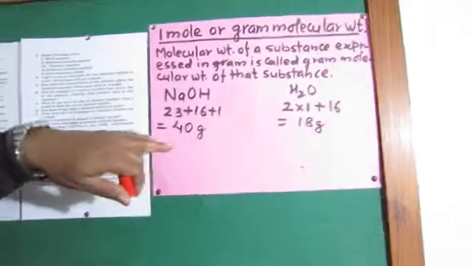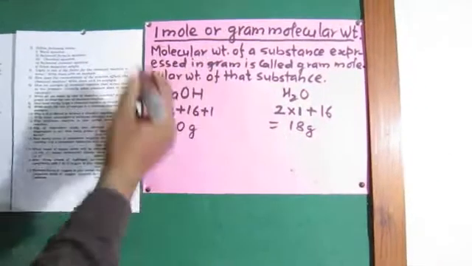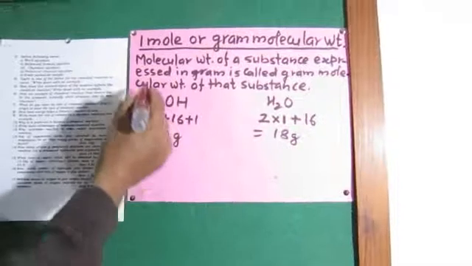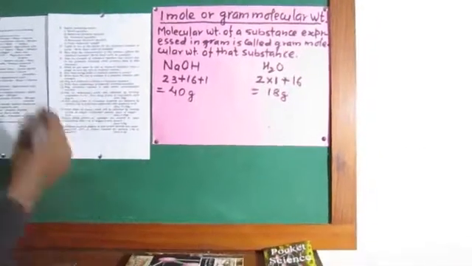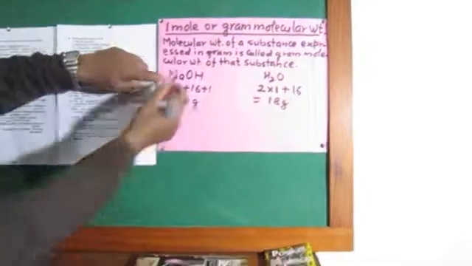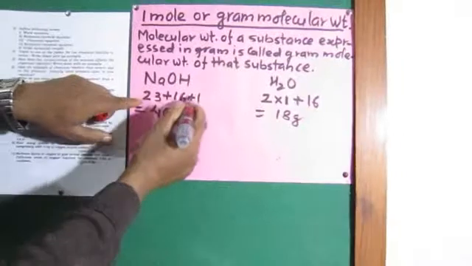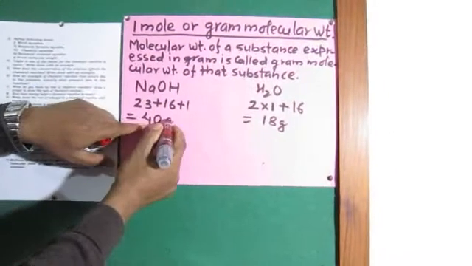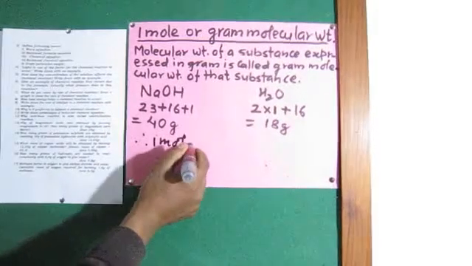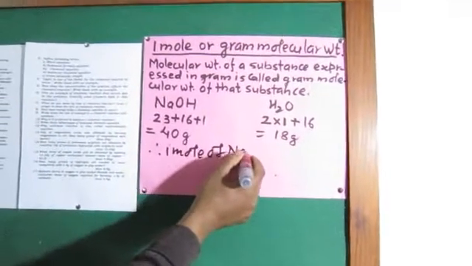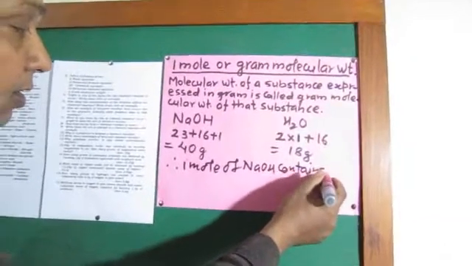Sometimes questions like this can also be asked in certain examinations. For example, how many grams of sodium hydroxide is contained in 2.5 moles of sodium hydroxide? Then you have to write first the molecular formula of sodium hydroxide, and you have to write the atomic weights, and you have to write 40, and therefore 1 mole of NaOH contains 40 gram.